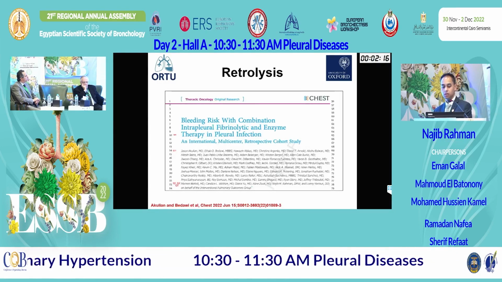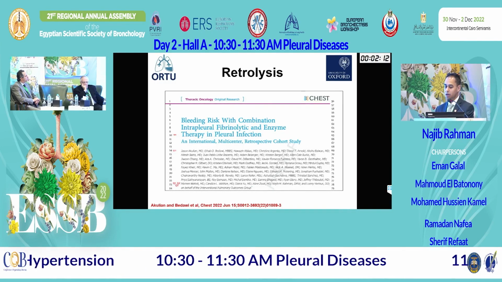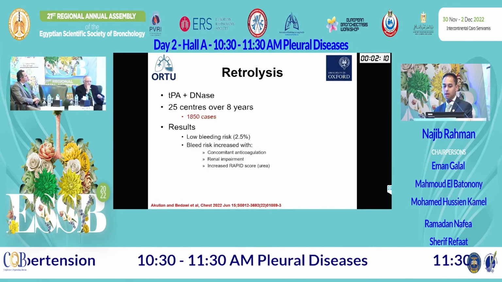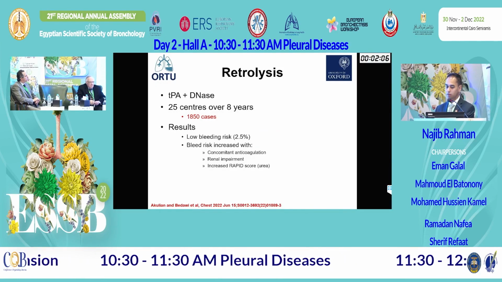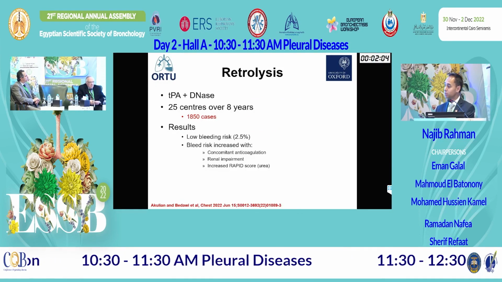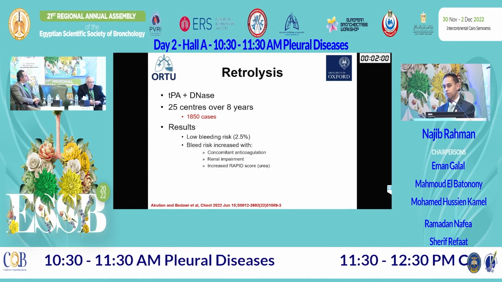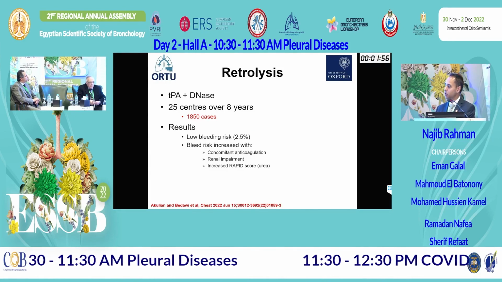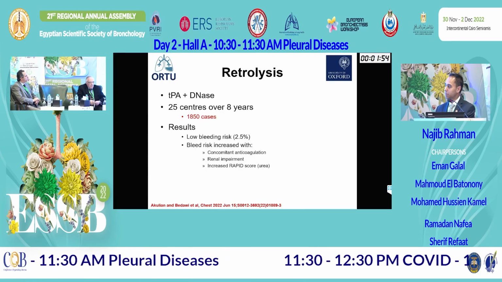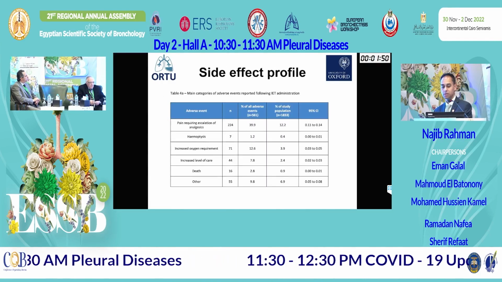So my colleague Ihab Badawi has now published this. This is the retrolysis study published in Chest this year. And in this study, we looked at nearly 2,000 cases of TPA DNase from around the world. And overall, we demonstrated a very low bleeding risk. But the study was big enough that we can now start to predict who is likely to bleed. So if you're on anticoagulation, if you had renal impairment or a higher rapid score, all of these were associated with a higher bleeding risk.